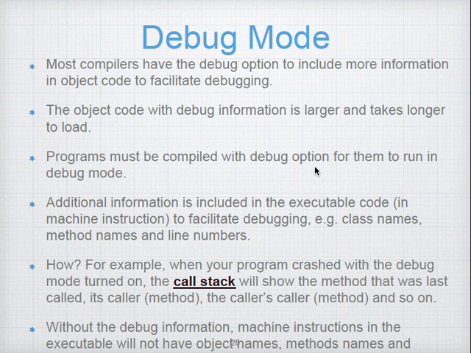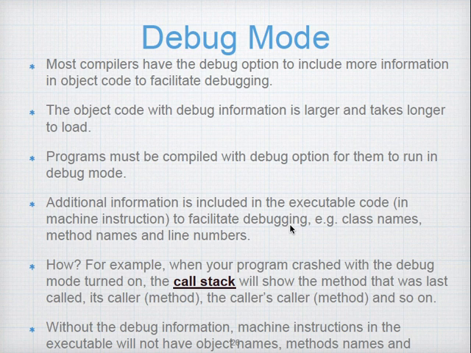But otherwise, when you are into production, chances are you may turn off all the debug mode to make the code faster and smaller. Because remember, those information are actually additional information.